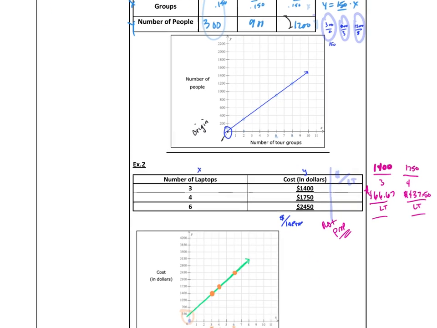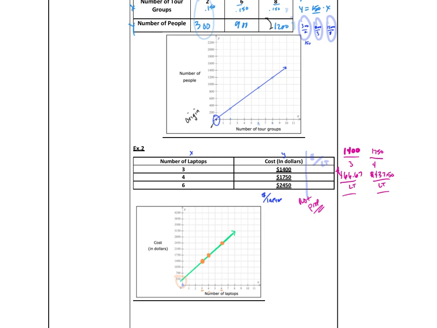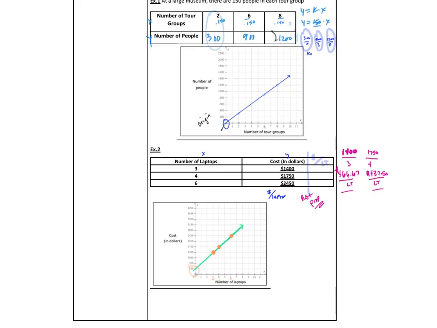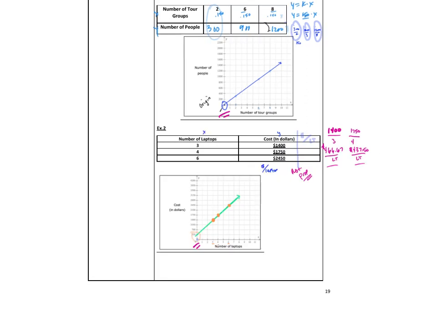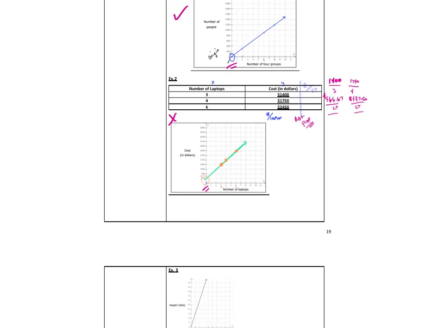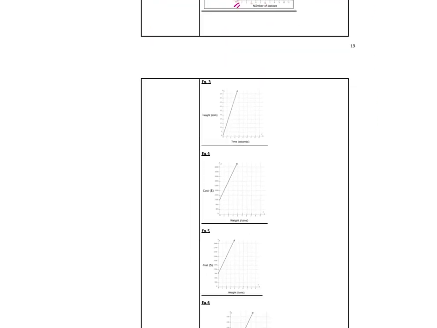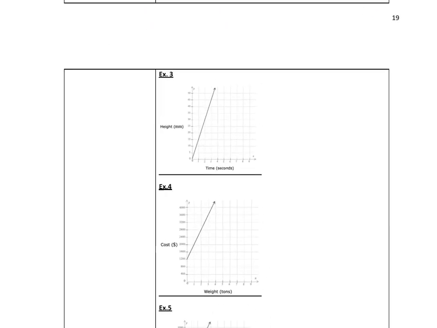Now, notice the two graphs. They both make a straight line, but this one passes through the origin, this one does not. So if we look, we would say this one is proportional, this one is not proportional. So let's look at some other graphs. Okay, you have these three, right?